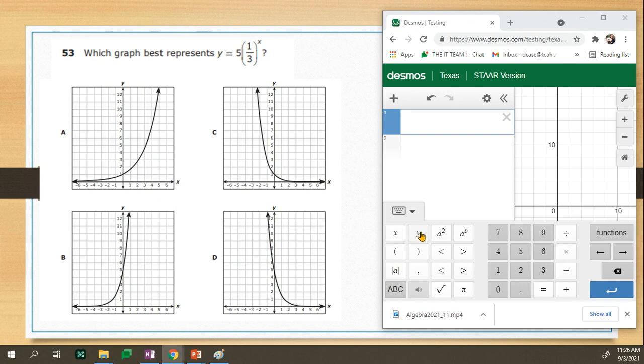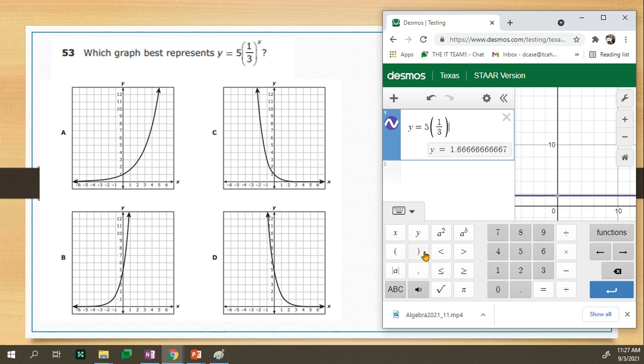So I'm going to press y equals, the first thing is going to be 5 open parentheses, and you may be thinking, how do I put the fraction in? It's just 1 divided by 3. You may need to arrow out of that using the arrows on your keyboard. Otherwise, you may get stuck on top of that fraction. And then we close off the parentheses.